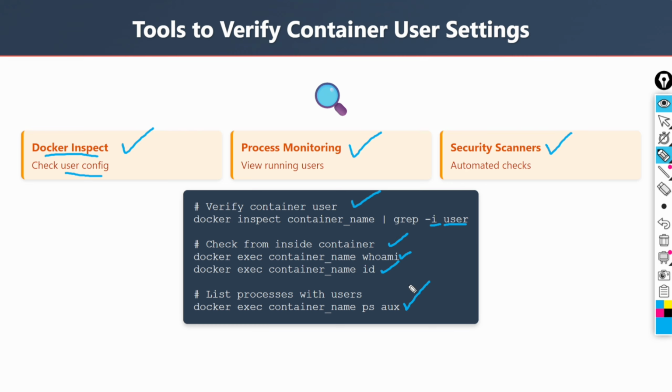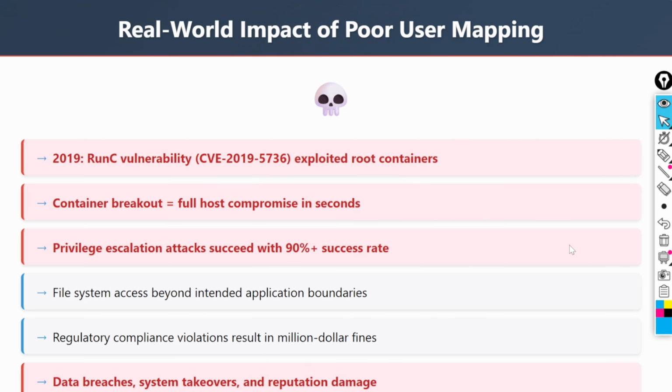Okay, it will list the processes with their users, to see all running processes and which users are executing them. This particular command, docker exec container name ps aux, helps to verify if any process is running as root or another user. So that is the significance of all these commands. And these were all Docker's built-in features only. You don't need to explicitly download other packages.